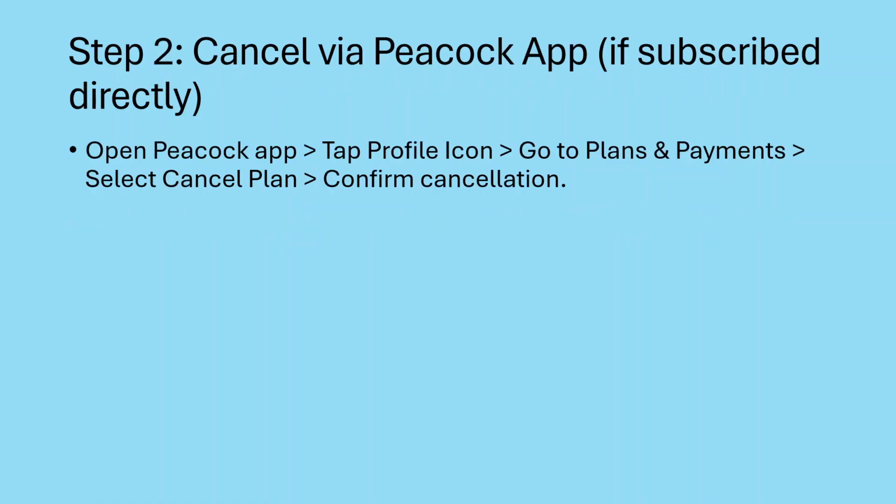Step 2. Cancel via Peacock app, if subscribed directly. Open the Peacock app, then tap the profile icon, then go to Plans and Payments, and then select Cancel Plan, and then click on Confirm Cancellation.